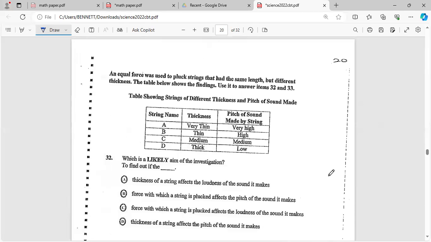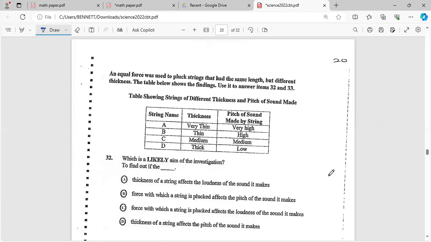An equal force was used to pluck strings that are the same length but different thickness. The table below shows the findings. Use it to answer items 32 and 33. Alright, so we have the string, the thickness, the pitch, etc. Which is like the aim of the investigation, to find out if A, the thickness of the string affects the loudness of the sound it makes.